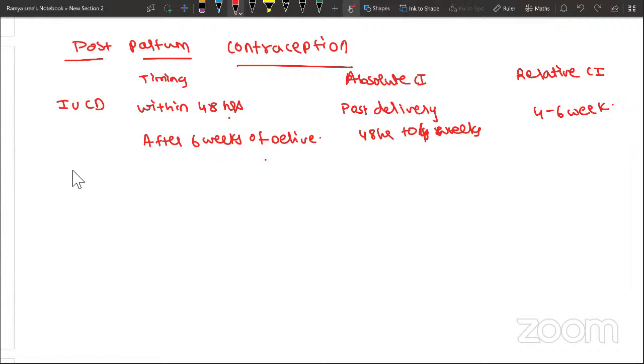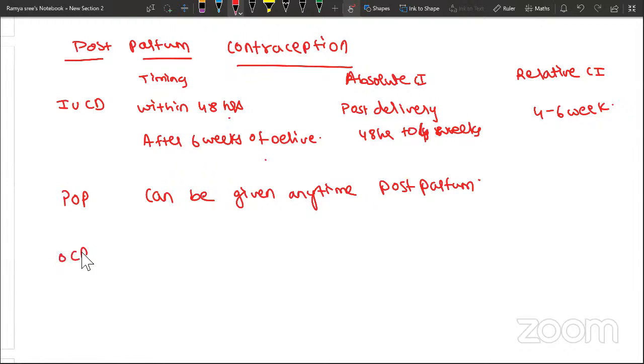Right. Now coming to the POP. POP is the lactational pill, and can be given any time postpartum. So usually we start 3 weeks postpartum.